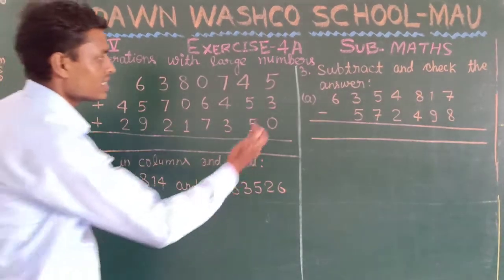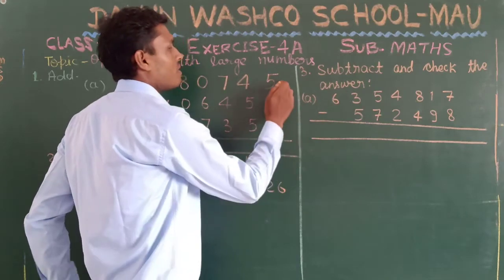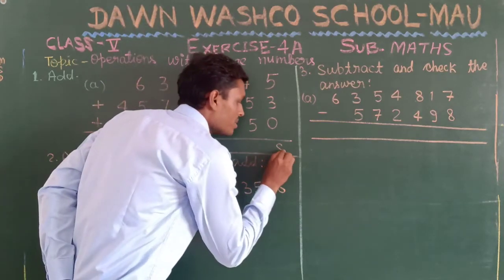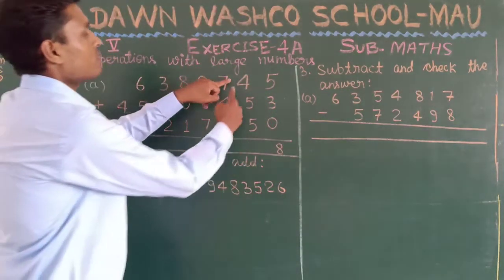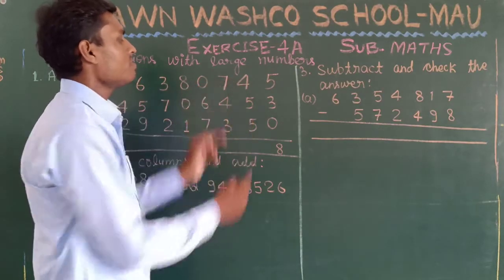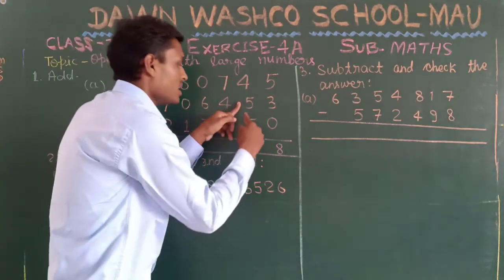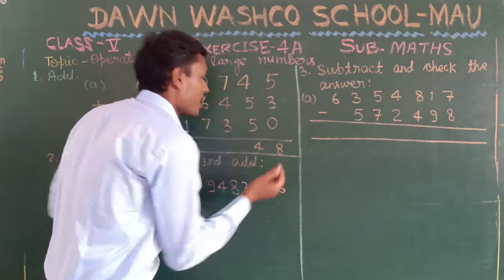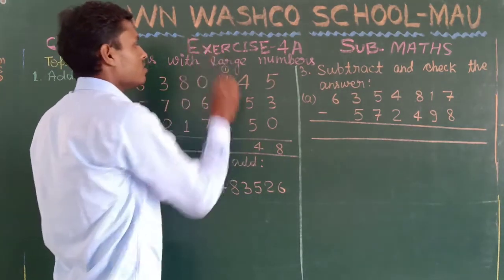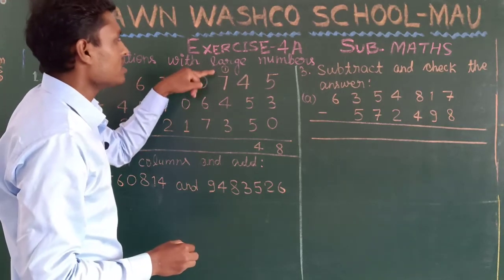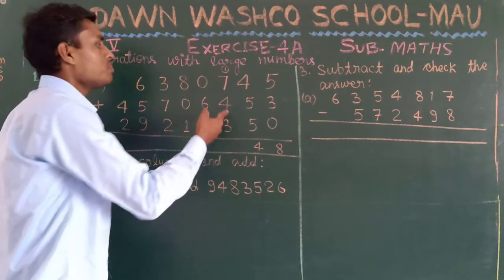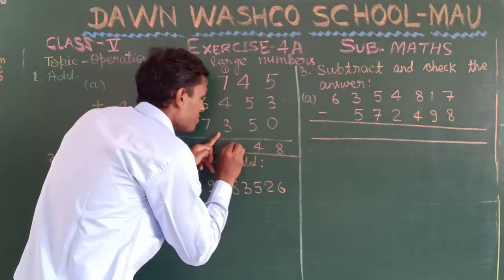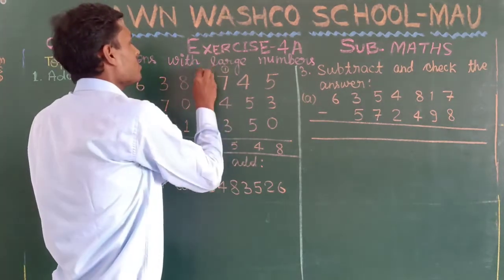Let us calculate it. 5, 3 and 0. The sum of 5 and 3 is 8. 8 and 0, that's the same number, that is 8. Next, 4 and 5. Add 4 and 5, that will give 9. And 9 and 5, that will give 14. So write 4 here and carry 1 over here. 1 added to 7 gives 8. And 8 plus 2 gives 12. 12 and 3 gives 15. Write 5 here and carry 1 over here.